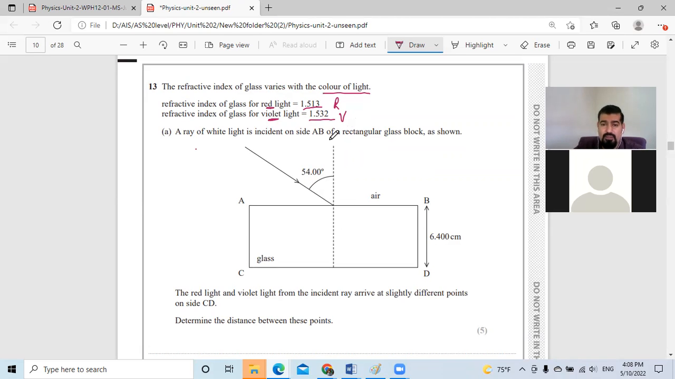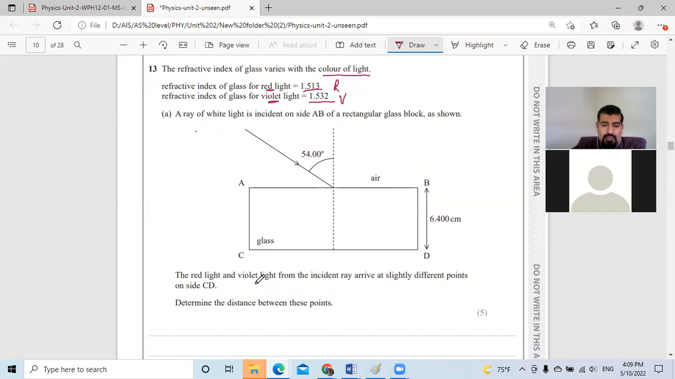Okay, a ray of light is incident on side AB like this, of a rectangular glass block. As shown, we have an angle of incidence of 54.00. So there are 2 decimal places, 4 significant figures. We have to be careful. Here we have the same thing, 4 significant figures, because there's a small difference between red and violet. That's why they put all these significant figures here.